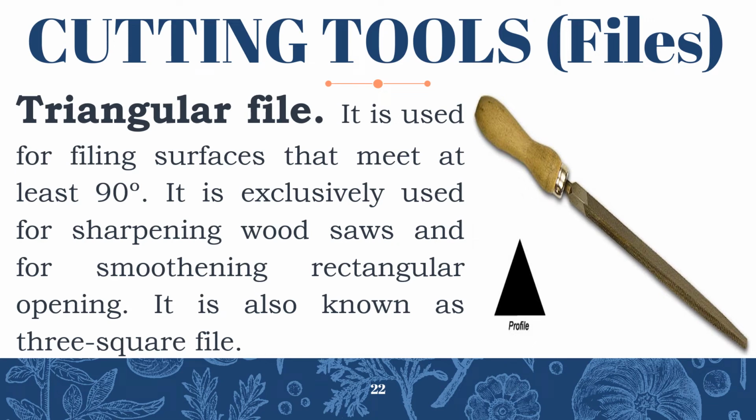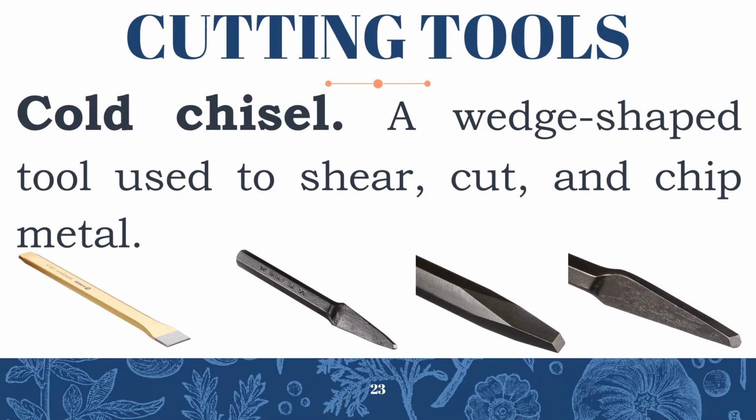Triangular file. It is used for filing surfaces that meet at least 90 degrees. It is exclusively used for sharpening wood saws and for smoothing rectangular openings. It is also known as the three-square file. Another example of cutting tools is the cold chisel, a wedge-shaped tool used to shear, cut, and chip metal.